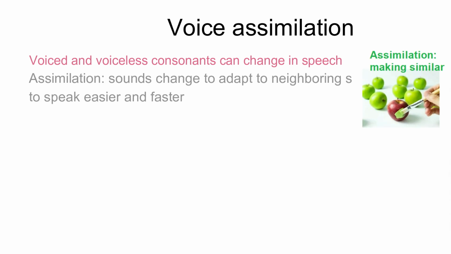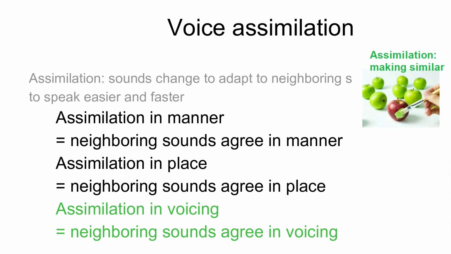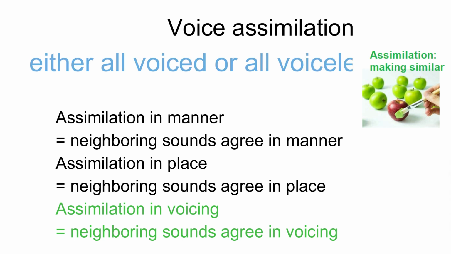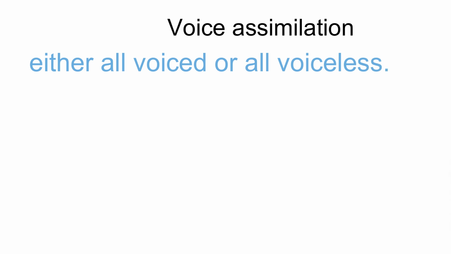Assimilation is a phonological process where sounds change to adapt to neighboring sounds. Assimilation happens for various reasons, like an assimilation in manner or place. An assimilation in voice means neighboring sounds agree in voicing. The assimilation of voice happens because the vibration of the vocal cords is not something that can be switched on and off very swiftly. So, in a cluster of consonants differing in voicing, the consonants have to be either all voiced or all voiceless.